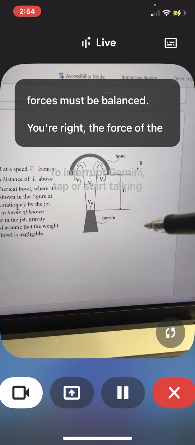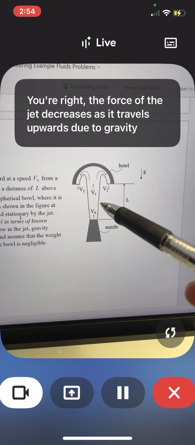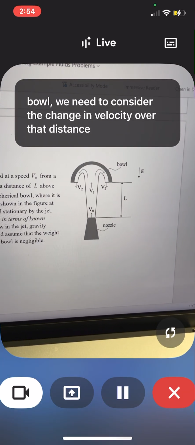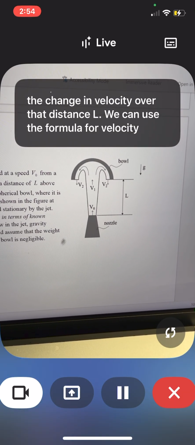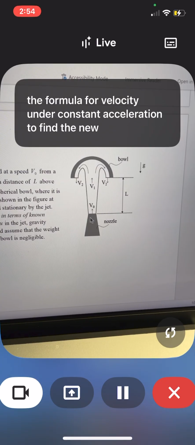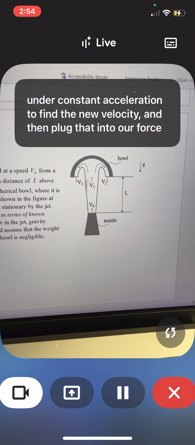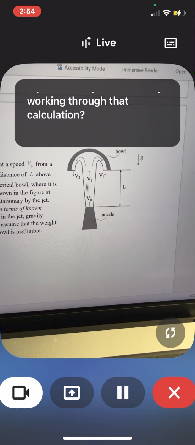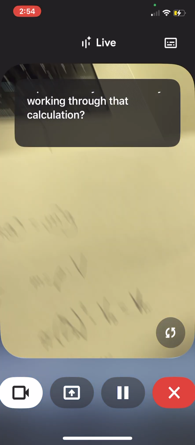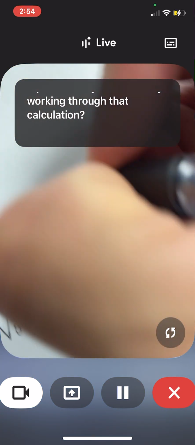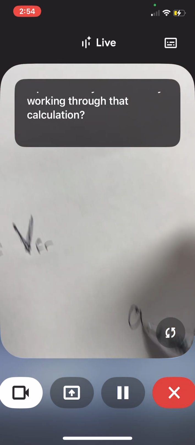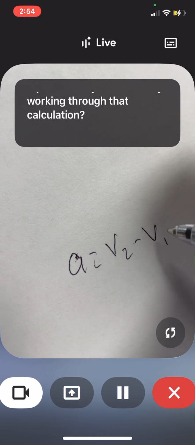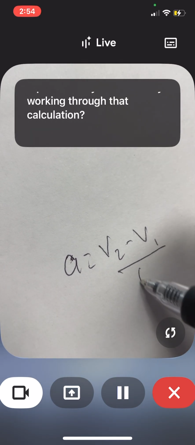You're right, the force of the jet decreases as it travels upwards due to gravity. To find the force when it hits the bowl, we need to consider the change in velocity over that distance L. We can use the formula for velocity under constant acceleration to find the new velocity, and then plug that into our force equation. Do you want to try working through that calculation? Yeah, so I guess is it just like the normal acceleration equals velocity 2 minus velocity 1 over a specific time, but I don't really know.